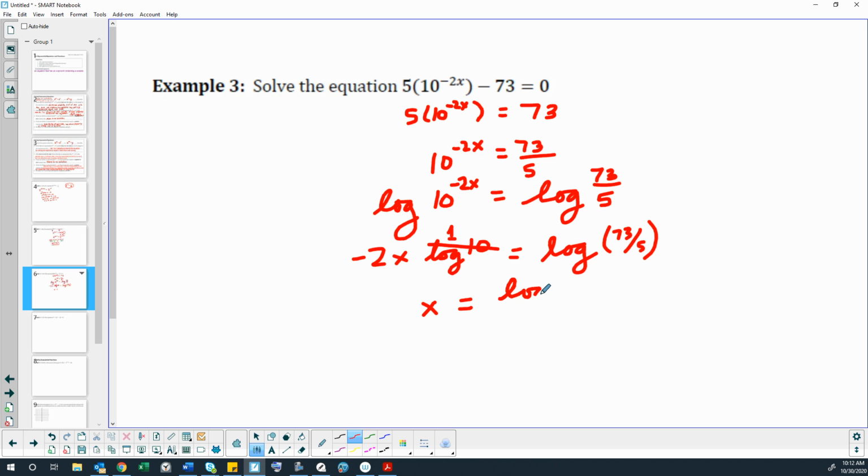Okay, now we want x by itself. So we'll just divide both sides by negative 2. So we have the logarithm of 73 fifths, and we divide that by negative 2. So here is an exact answer.